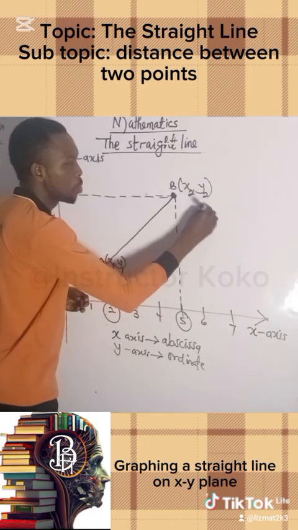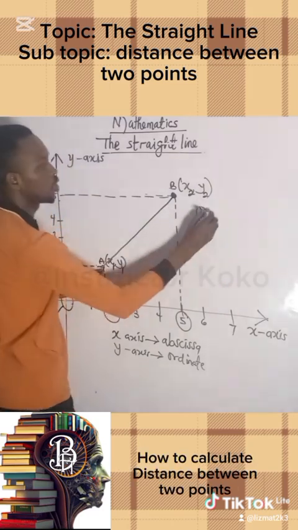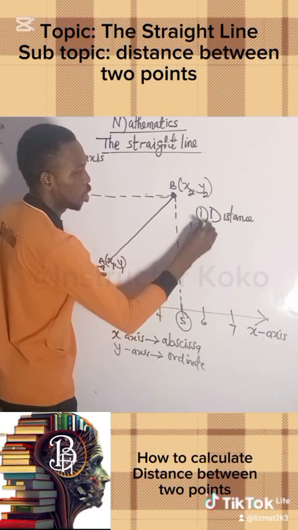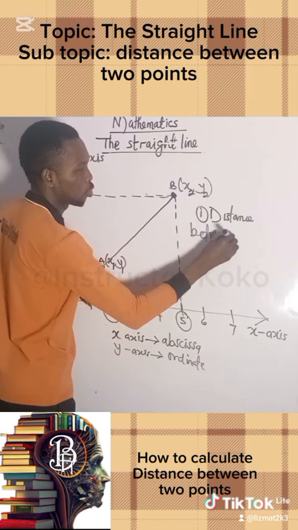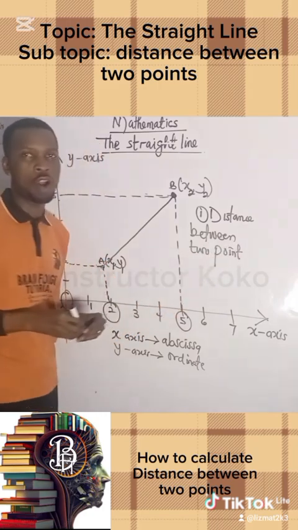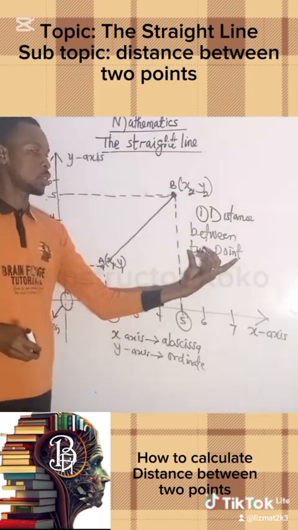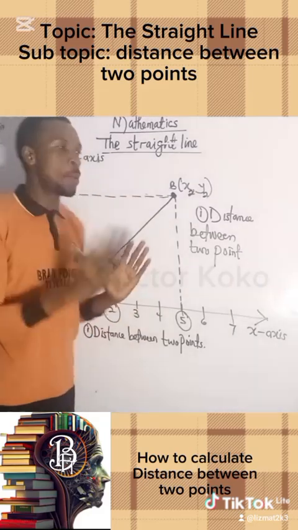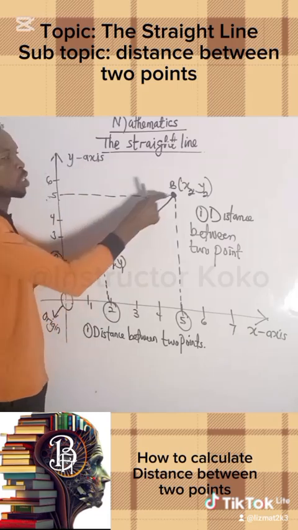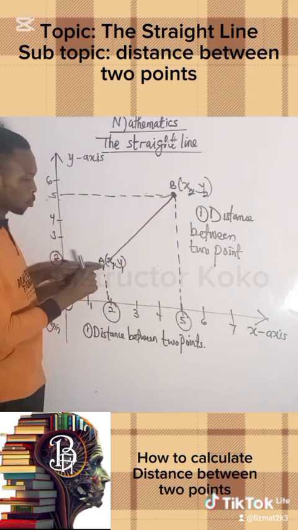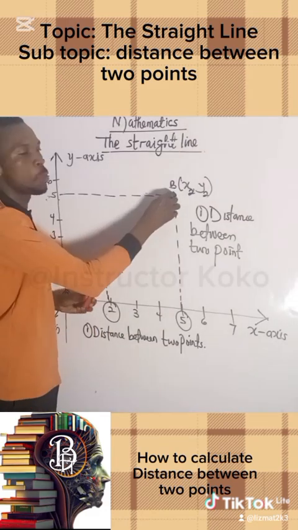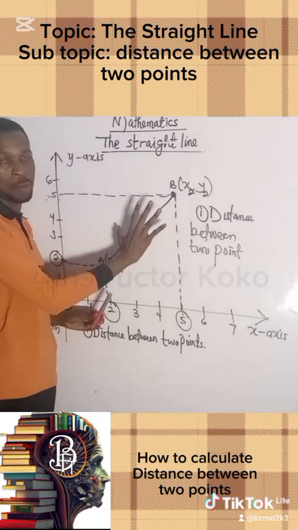So now, what are the problems that you're going to solve here? The number one problem you may be asked to solve is to find the distance between 2 points. So that's the first problem that we are going to look at how to attempt. That means you have to find the length of this straight line. The first thing you're going to do is form a right angle triangle from this diagram on the board.